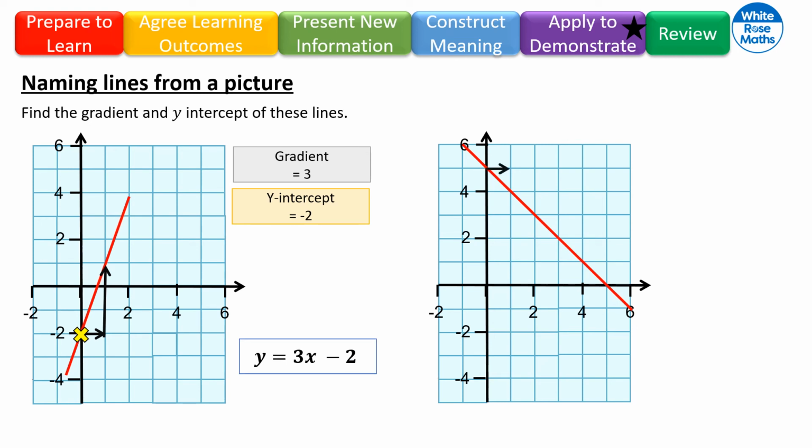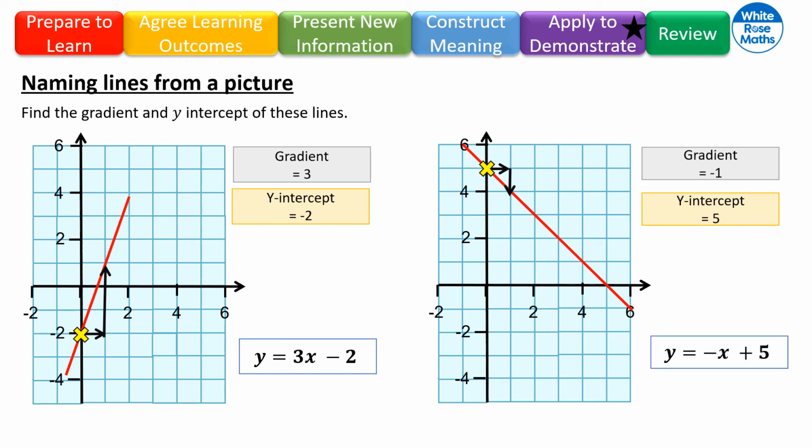On this one, I'm going 1 across, 1 down. Because I'm going down, it's a gradient that's negative. So it's going to be -1 for my gradient. And my y-intercept is there at 5. So I'm going to have -1x + 5, but I don't write the 1 in. So y = -x + 5.